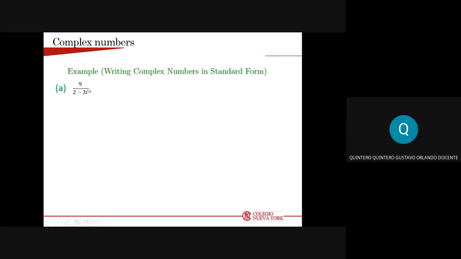Let's try to divide these two complex numbers. Oh, wait. Are these two complex numbers? Because we know 2 minus 3i is a complex number. We know that. 2 minus 3i is a complex number. But how about the 9? Is the 9 a complex number? In the chat, please. Is it or not?